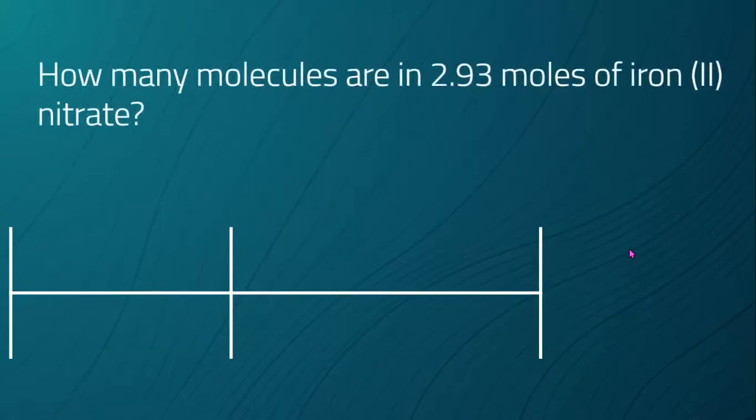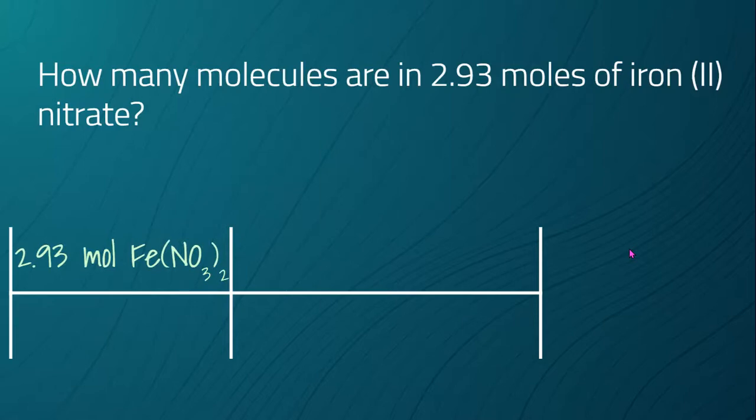One more problem here. How many molecules are in 2.93 moles of iron 2 nitrate? Iron 2 nitrate, that iron is Fe with a +2 oxidation number. Nitrate is NO3 with a -1. So that gets me a formula of Fe(NO3)2. I'm going to start by putting the number given to me in the problem in the upper left-hand box. So that gives me 2.93 moles of iron nitrate there.